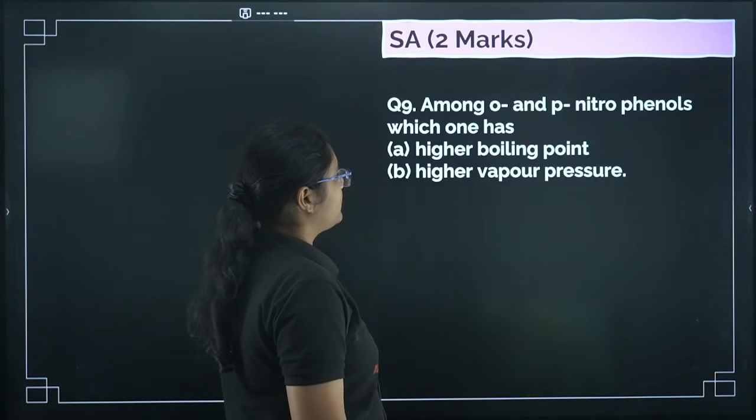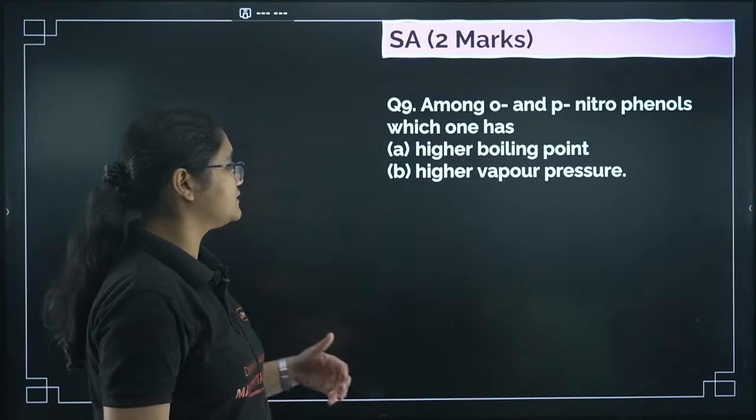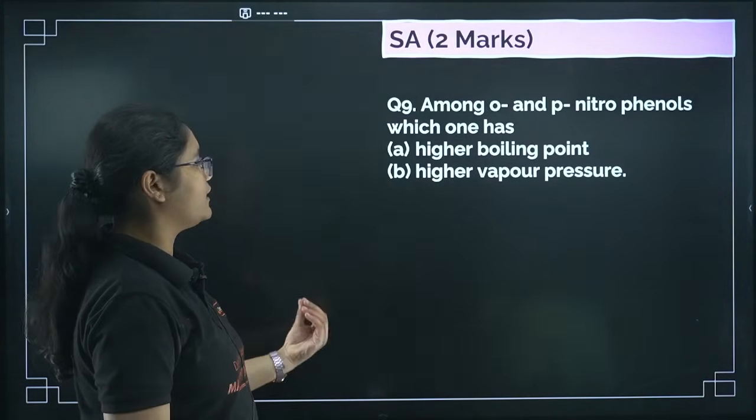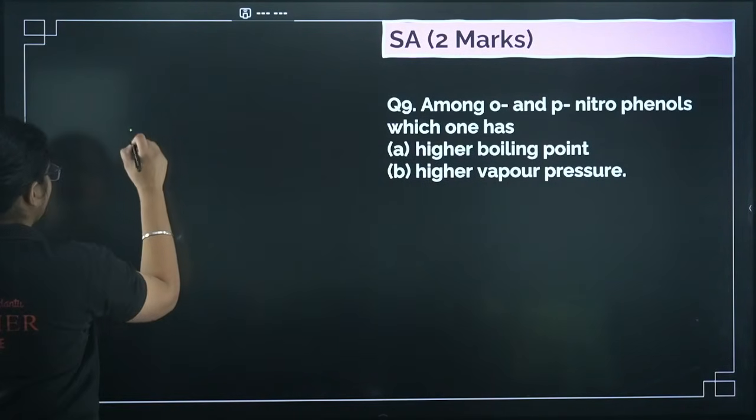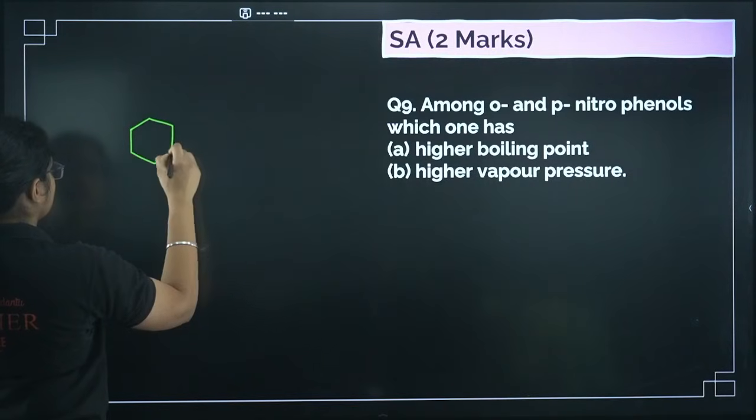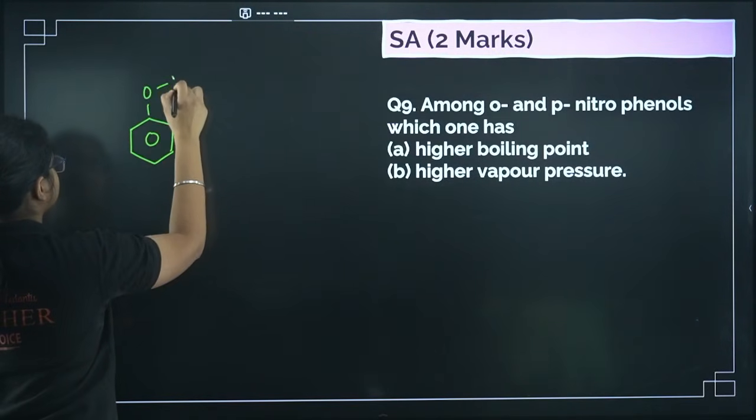Next, question number 9. Among ortho and para nitrophenol, which one has higher boiling point and higher vapor pressure? Now, see the structure of ortho nitrophenol and para nitrophenol. So, I'll draw here first ortho nitrophenol.